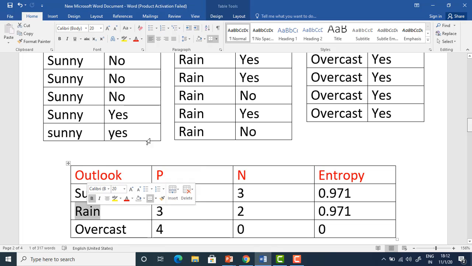Similarly, for rain, we are having 3 positives, 1, 2 and 3.